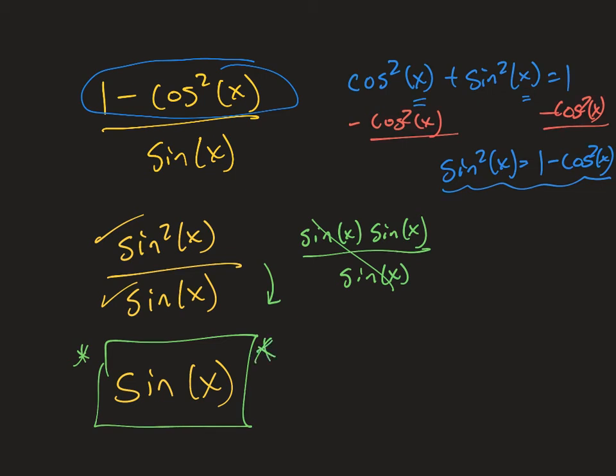So in this particular example, I used a reciprocal identity, I used a quotient identity, and I used a Pythagorean identity to simplify this down to just sine of x. Lots going on in that problem. Okay, what else are we going to do?